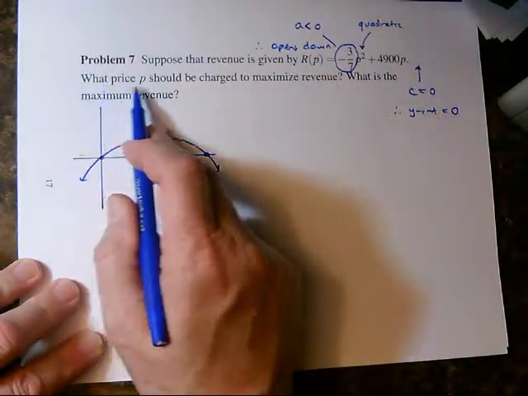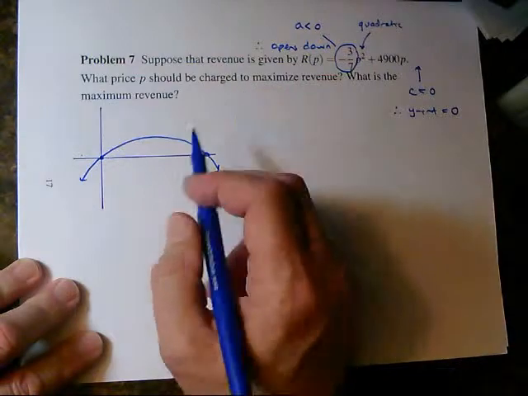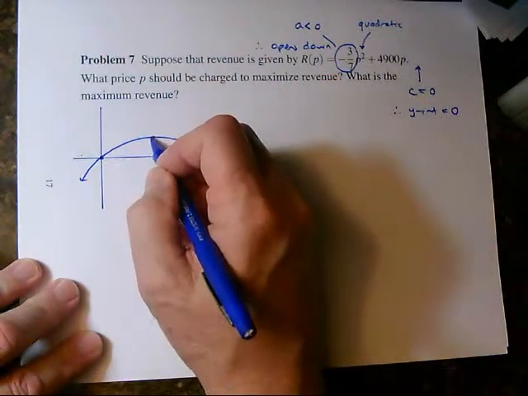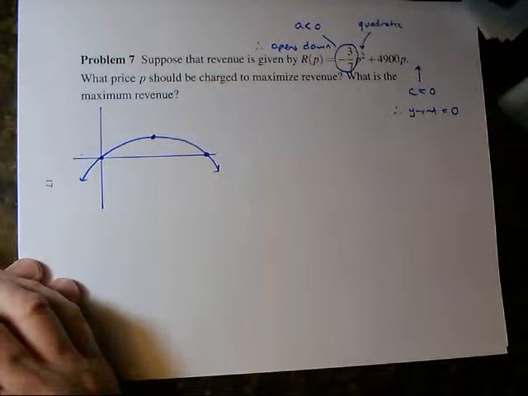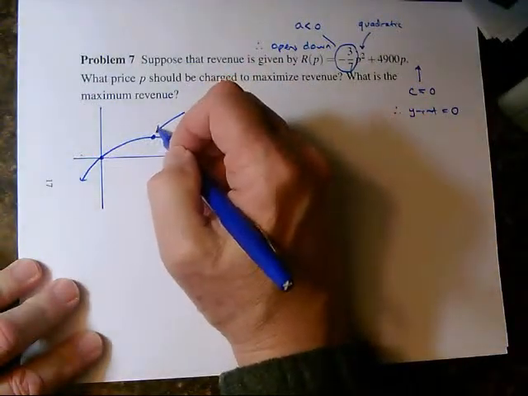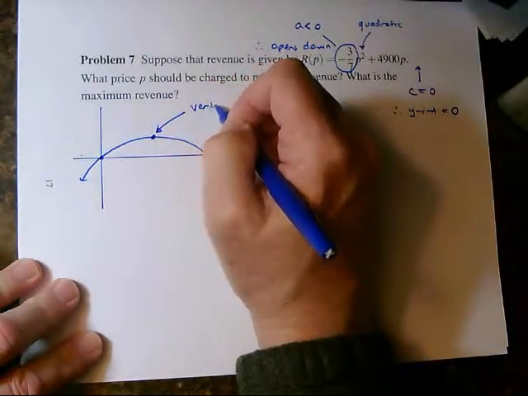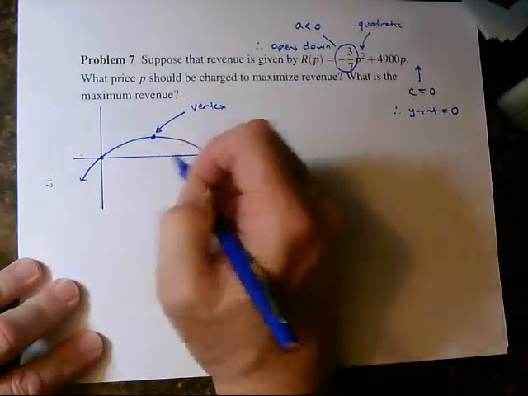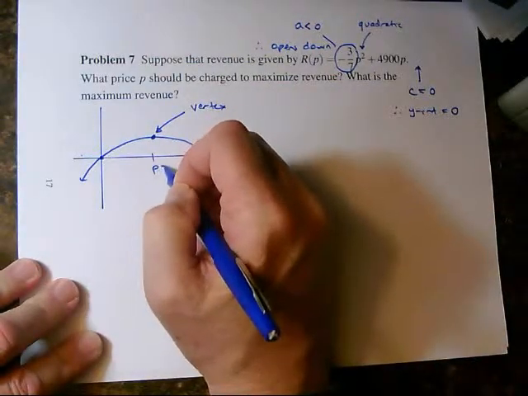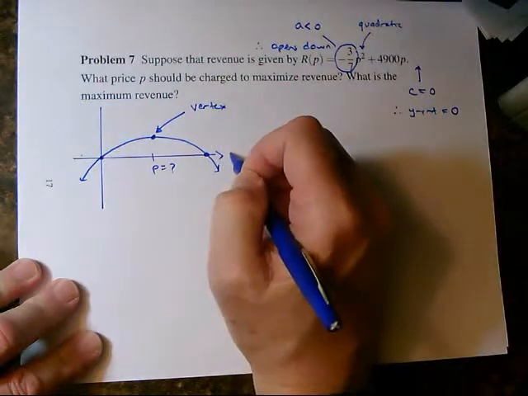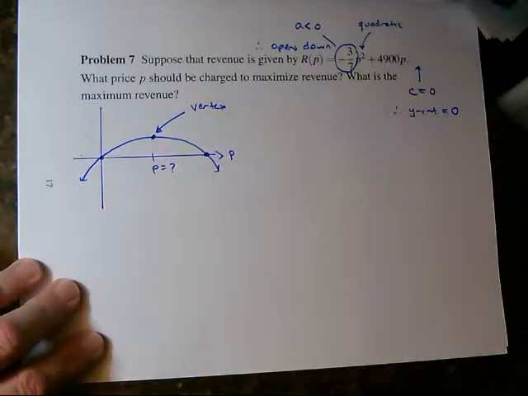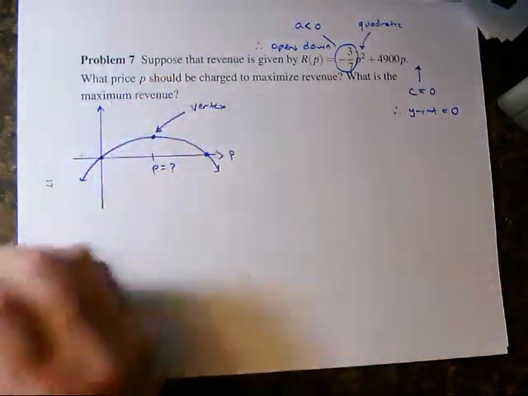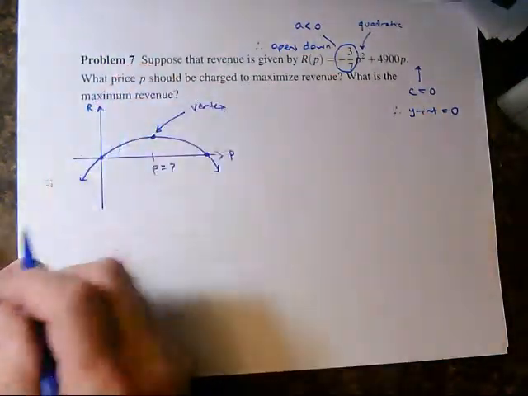Now, what price should be charged to maximize the revenue? Well, the maximum is that highest point there. It's also known as the vertex. So what price, in other words, what is the p that will do that? P is taking the place of x in this problem. We have a p-axis. Likewise, r is taking the place of y.